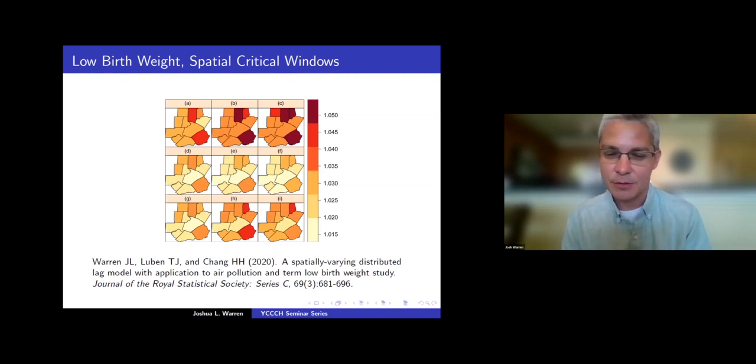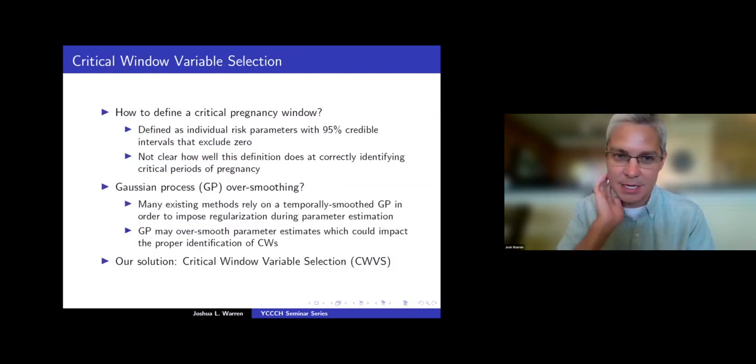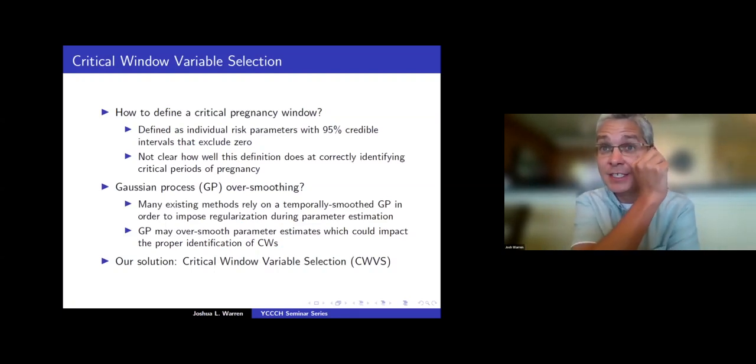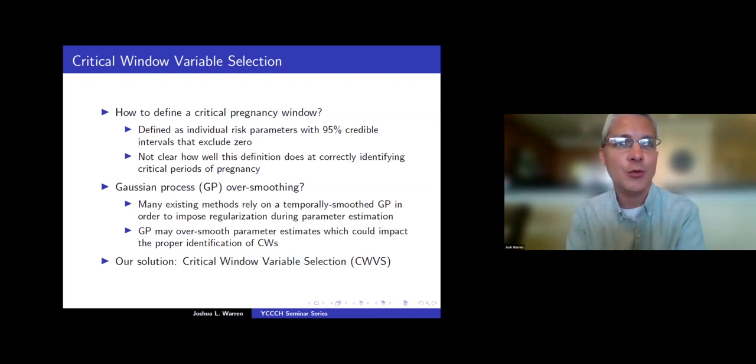So this was 11 counties in North Carolina, including Wake County and the county that housed Charlotte. And this was a low birth weight study. So there's methodology around that can do this. So we were working on these for a number of years, and we got approached basically with a question: how are you actually defining a critical pregnancy window?